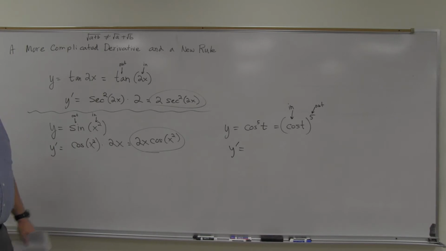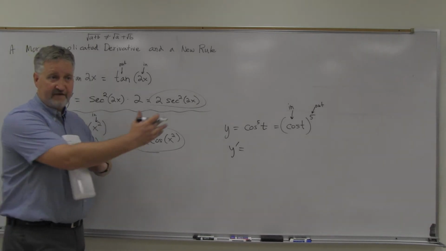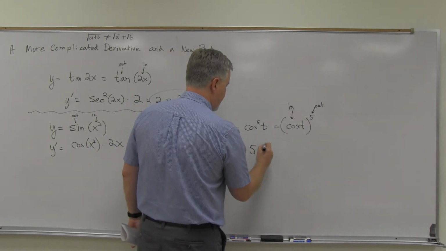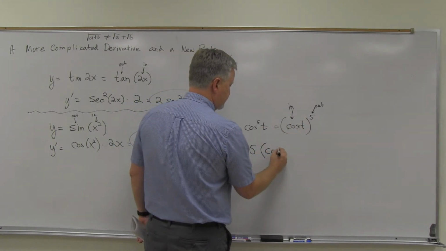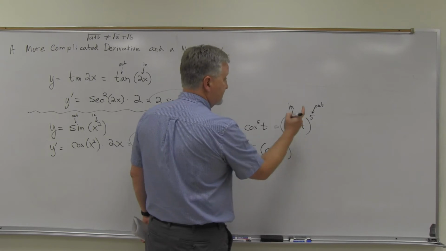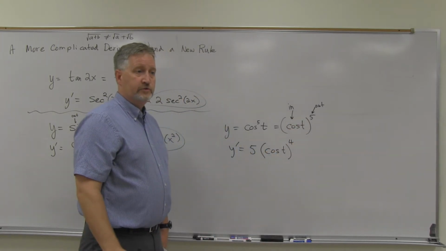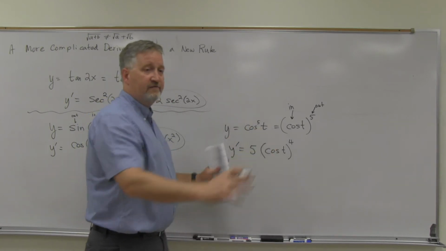Derivative. So I do the derivative of the outside, which is the 5 power. So it's just power rule. Bring down the power of 5. Inside stays the same, so the inside is still cosine t. But the new power, 1 less, so it's cosine t to the 4th. That's the derivative of the outside.